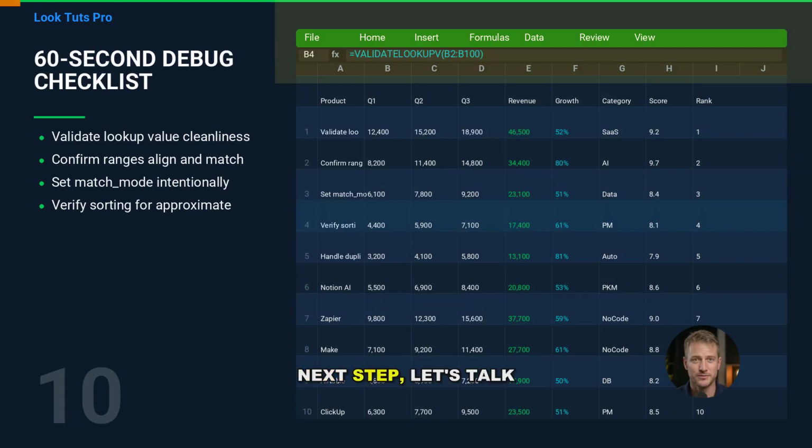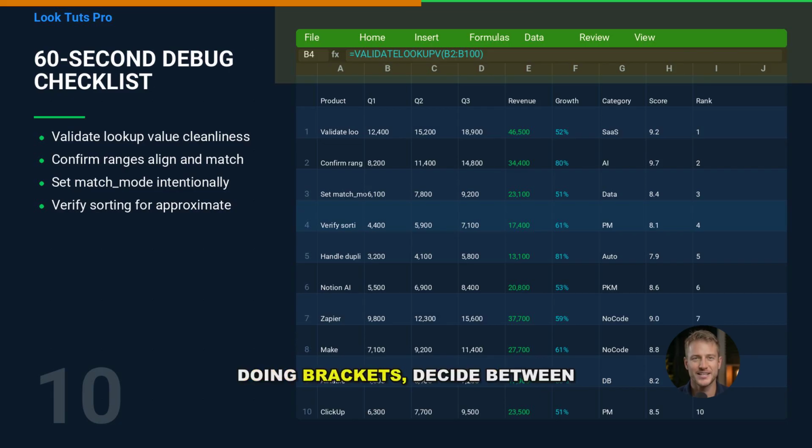Next step. Let's talk about a safe troubleshooting checklist you can run in under a minute. First, confirm the lookup value. Copy it and check for spaces or type issues. Second, verify the lookup array and return array are aligned and the same size. Misaligned ranges can return a value from the wrong row, and it looks exactly like a matching problem. Third, check match mode. If you're doing IDs, it should almost always be 0 or blank. If you're doing brackets, decide between -1 and 1.